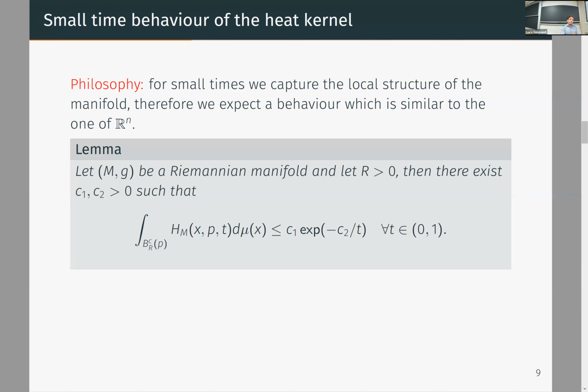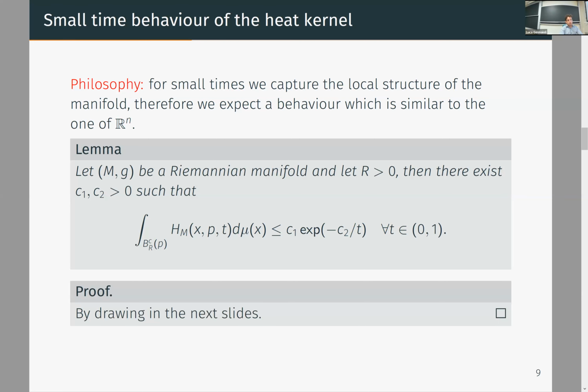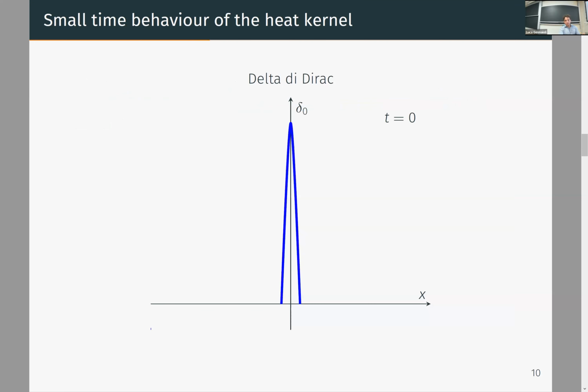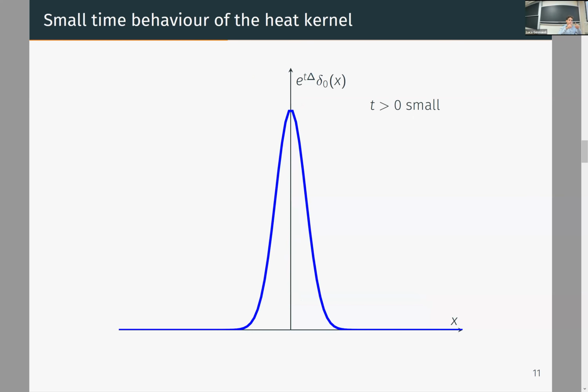It says that if you start from a delta and you integrate outside of a ball, then for small times all the mass is inside your ball. So outside there is very little mass, and as you can see, in an exponential way it goes to 0. The proof is done by drawing in the next slides. You start from a delta at time 0, which is really peaked, and then after some time you smooth it out a little bit. But if you stay really close to the center, you see that the mass outside is almost 0.